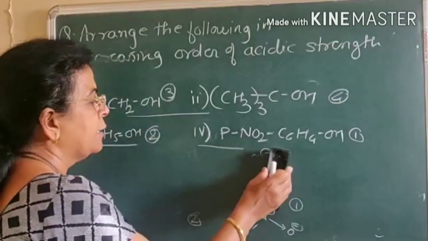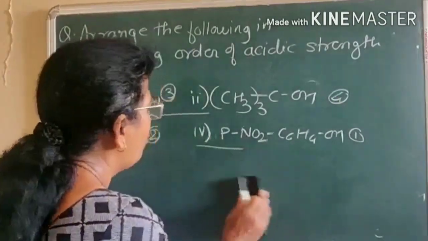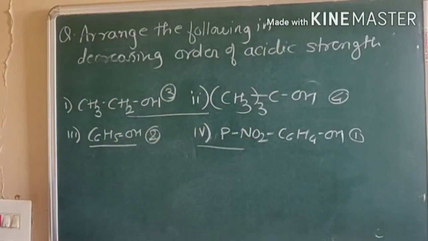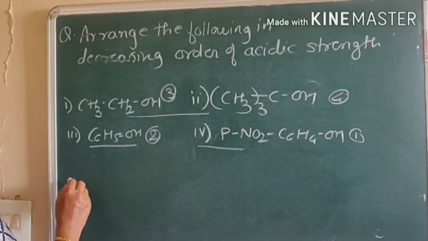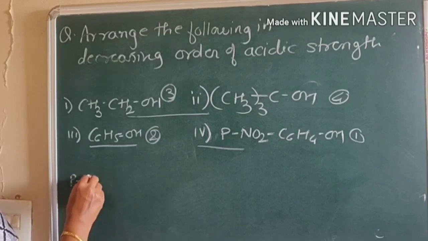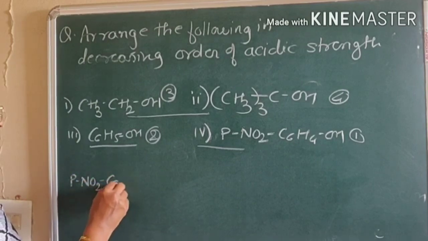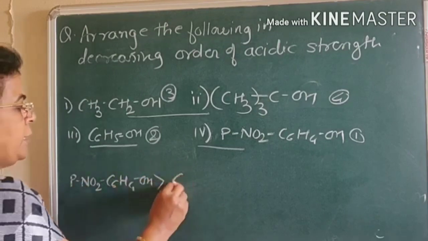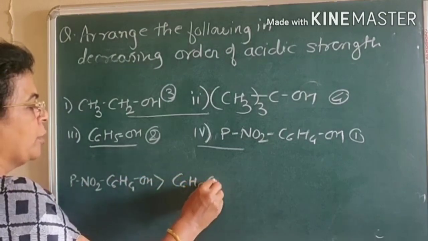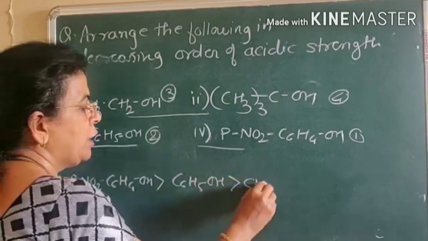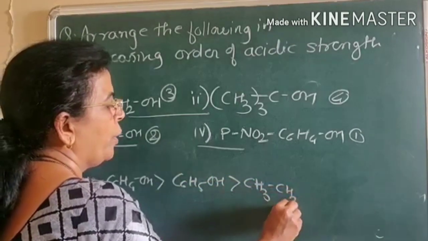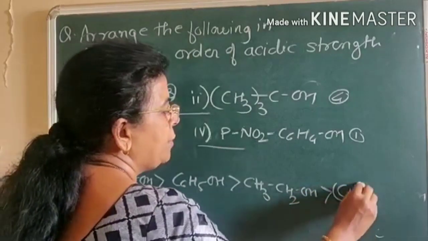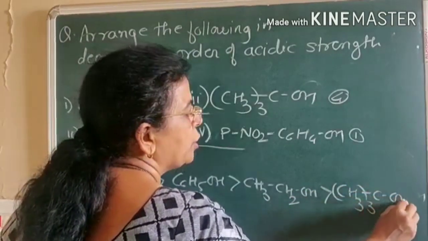Therefore, we can write the decreasing order of the acidic strength of the following compounds like this: para-nitro C6H4OH, which is most acidic, then C6H5OH, then CH3CH2OH, and then (CH3)3COH.